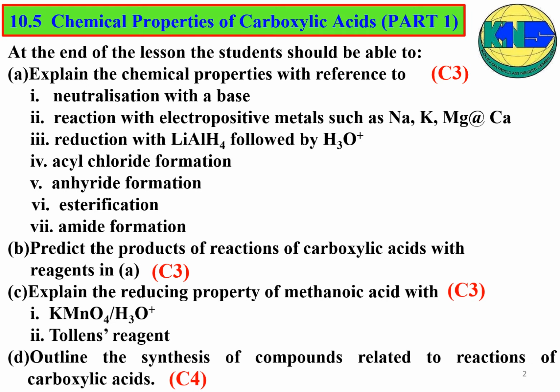Predict the products of reactions of carboxylic acid with reagents in A. Explain the reducing properties of methanoic acid with acidified potassium permanganate and Tollens' reagent. Outline the synthesis of compounds related to reactions of carboxylic acid.